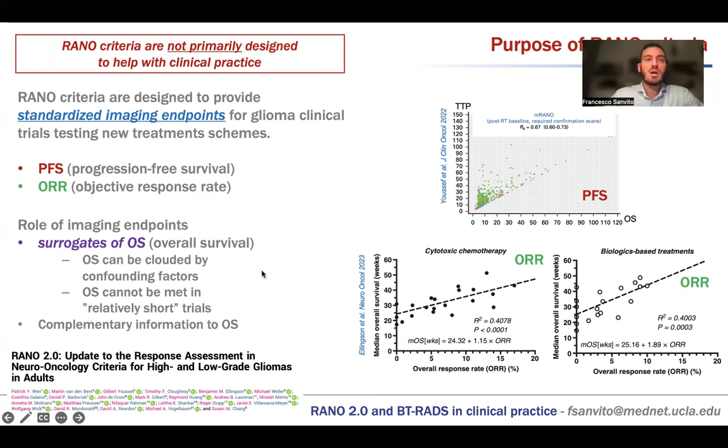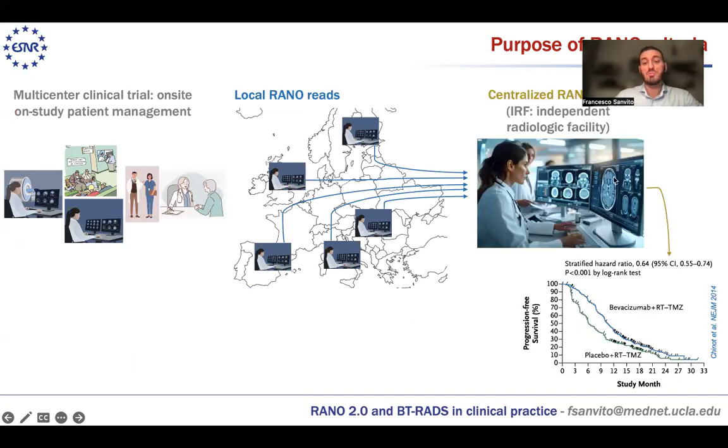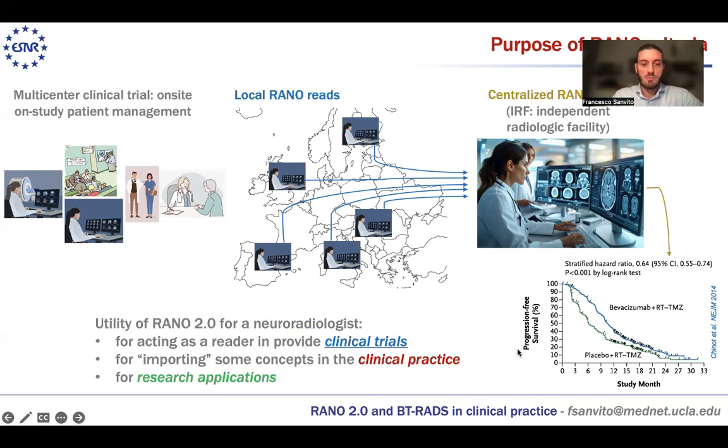Let's think about low-grade clinical trials like the INDIGO trials. But more in general, they provide complementary information in addition to overall survival for all glioblastoma clinical trials too. They are typically applied in the local RANO reads of multicenter clinical trials, but more importantly, in the centralized RANO reads after data centralization, and this is where all the PFS curves that we see in the articles come from.